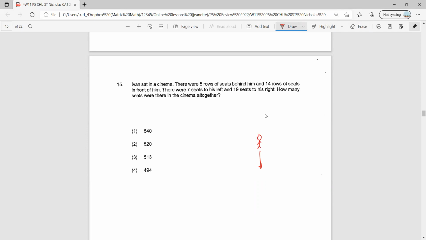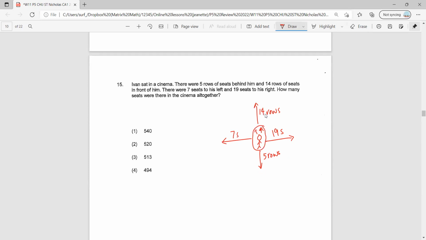Ivan, right? Behind him, so he's looking this way. The front is this way. So behind him, there were 5 rows. In front of him, 14 rows. To the left, 7 seats. To the right, 19 seats. So how many seats are there altogether? So how many rows are there in total?